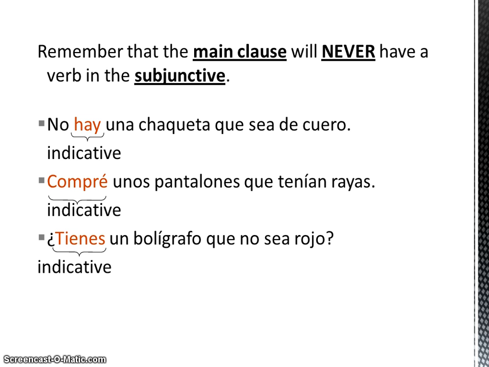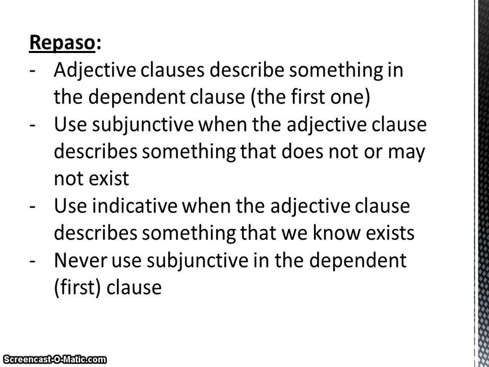¿Tienes un bolígrafo que no sea rojo? Even though we're using subjunctive in the second part of the question, we're using indicative in the first part because that's what we're sure about. It's the second part that we're not sure if it exists or not.